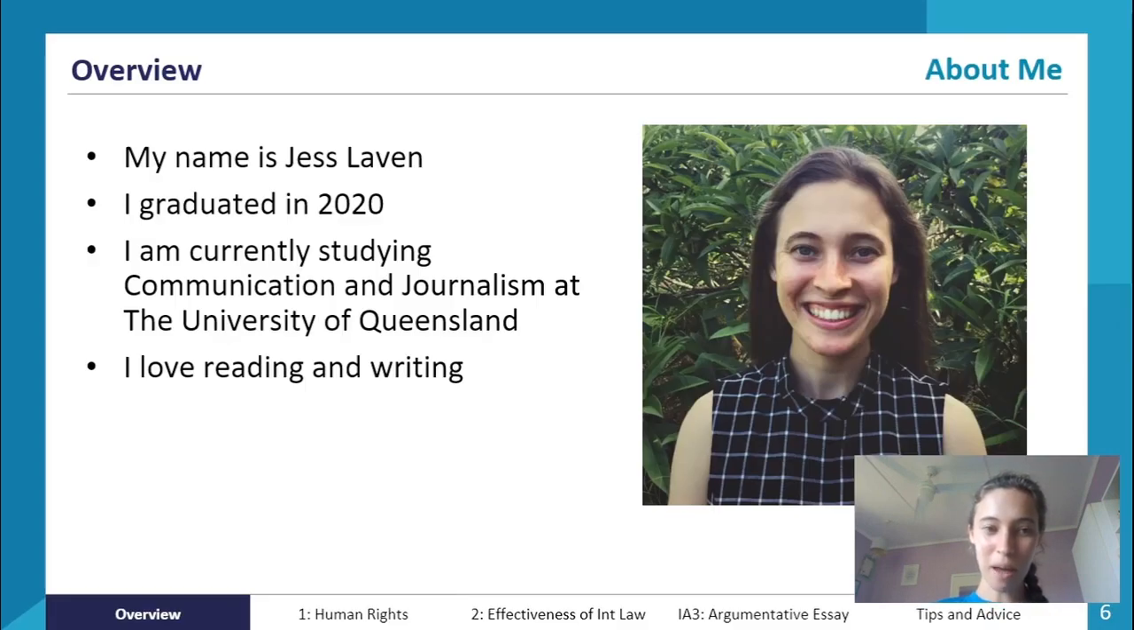As promised, a little bit about me. As I said, my name is Jess. I graduated in 2020, so it's been quite a few years now. I'm currently studying communication and journalism at the University of Queensland, and I'm in my third year there. I love reading and writing, so subjects like English were definitely my thing at school. All of the humanities subjects, as you can probably guess: business, legal studies, accounting, those sorts of subjects.